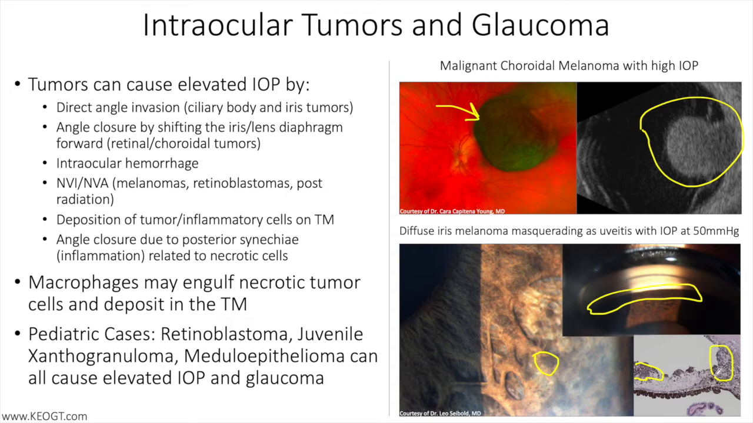Proper diagnosis starts with detailed history, including questions about systemic malignancies. Slit lamp exam is important with emphasis on gonioscopy and dilated fundus exam, as well as advanced imaging with ultrasound, including ultrasound biomicroscopy, optical coherence tomography, and fluorescein angiography when appropriate.